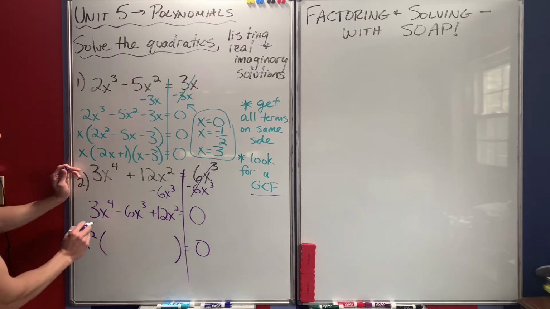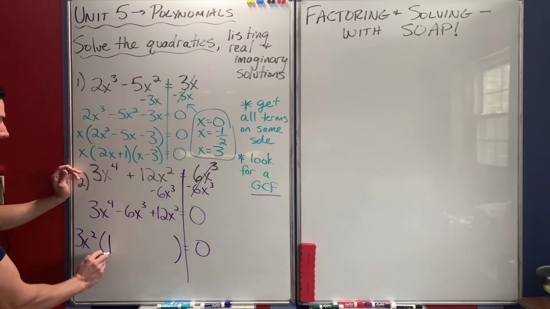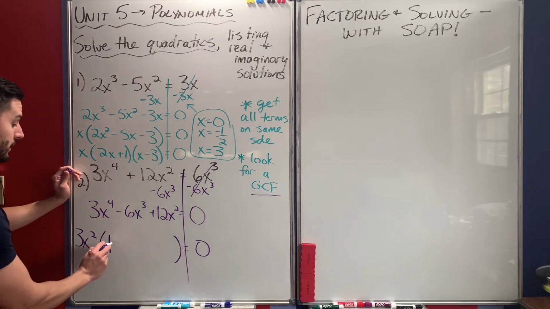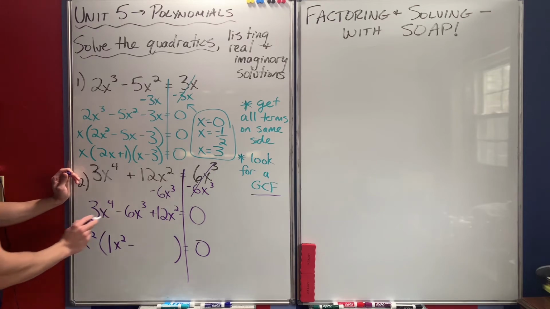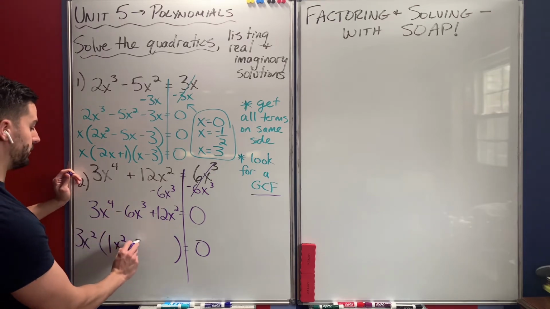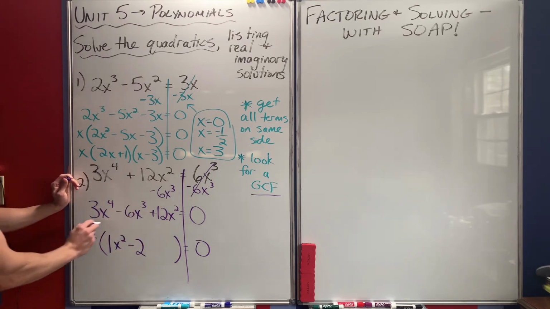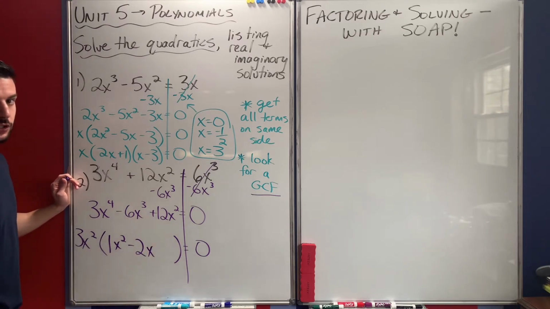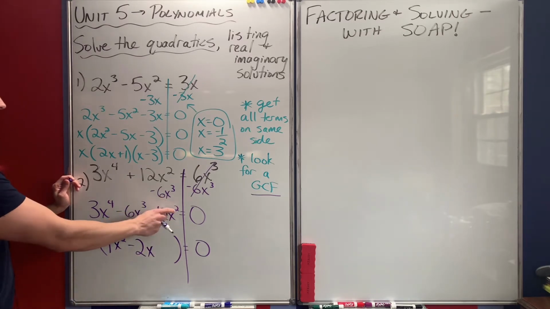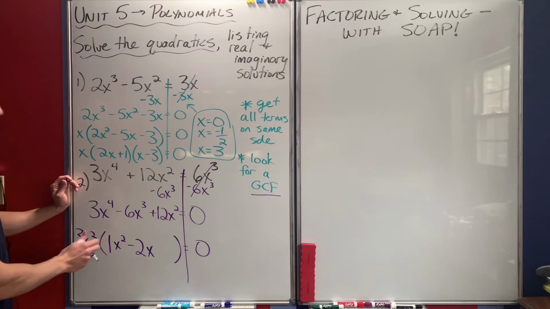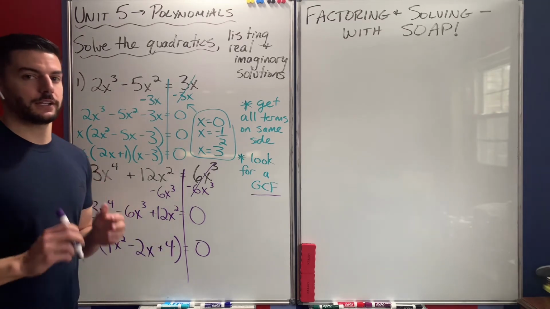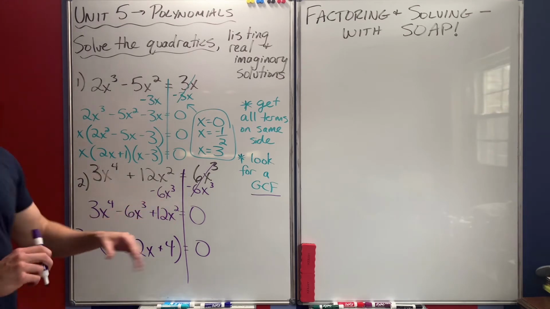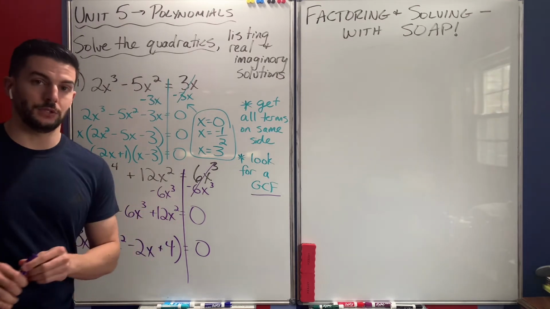This first one, you would get 3 divided by 3 is 1, x to the fourth divided by x squared, just x squared. And then the next term, negative 6 divided by 3 would be negative 2, x to the third divided by x squared, x or x to the first. And then 12x squared divided by 3x squared will just give you a positive 4. All right, so we've factored out this 3x squared from everything. We made the group smaller.